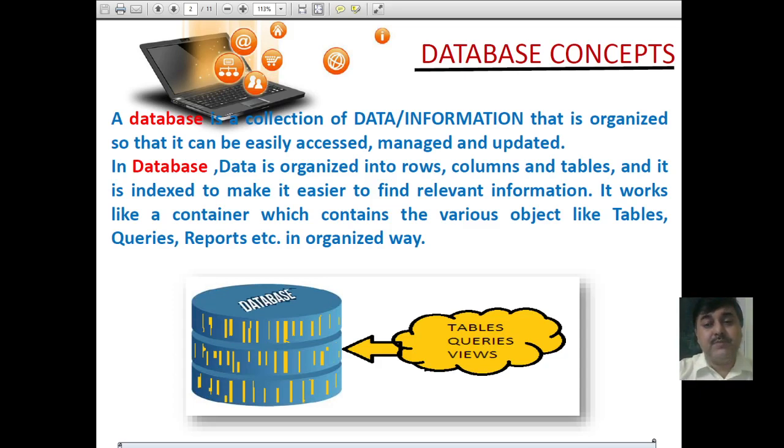When we have this concept, it contains various objects. What are they? Like tables, queries, reports, and the things are organized in a certain way. When we organize them in a certain manner, we can see how those structures or patterns are implemented. So when we implement them, we can say that we are working on the data.